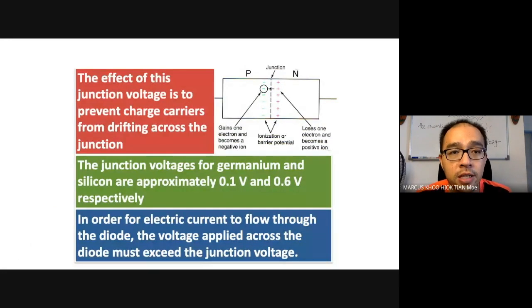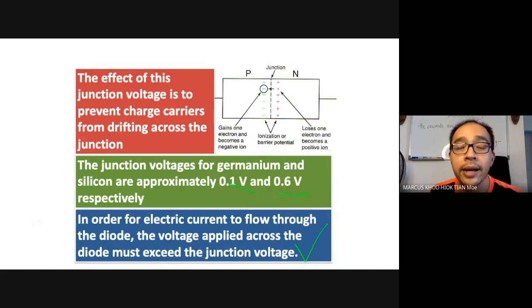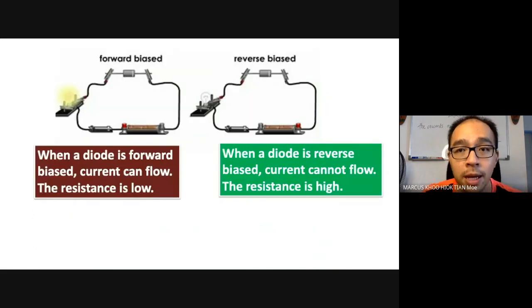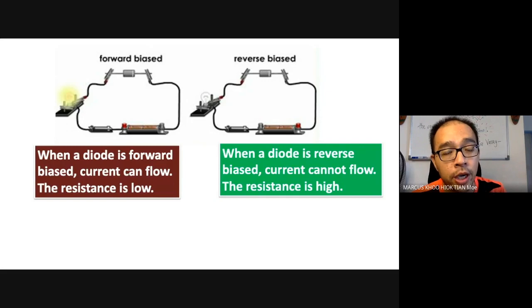Okay, so the effect of this junction voltage is to prevent the charge carriers from drifting across the junction. At this point, I'm just repeating a lot of things already lah. The junction voltages for germanium and silicon are 0.1 and 0.6. Now, in order for electric current to flow, the voltage applied must exceed the junction voltage. And that's why forward bias becomes very important for us. When it is forward bias, current can flow, resistance is low. When it is reverse bias, the current cannot flow, and so the resistance is high.